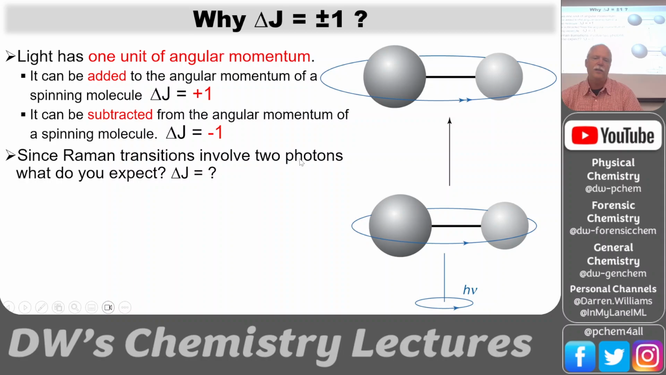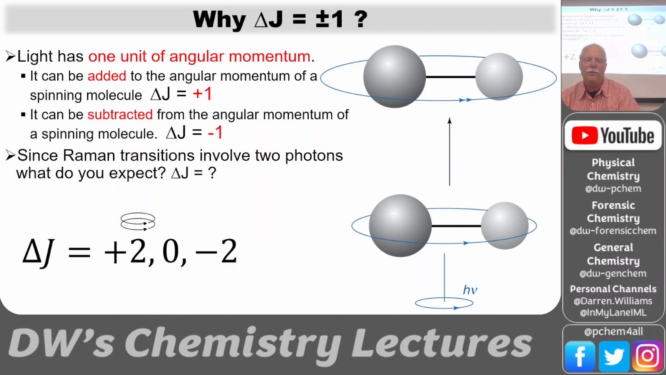So since Raman transitions involve 2 photons, what do you expect delta J to be? Since each one of those, looking at the notes, you can see it, yeah, plus or minus 2, okay? But it could also be 0. So the photons of light could be coming in with 2 units of angular momentum in the same direction, or they could be opposite to each other, where we get 0, or they could be going the opposite direction. So we could have delta J plus or minus 2 or 0.